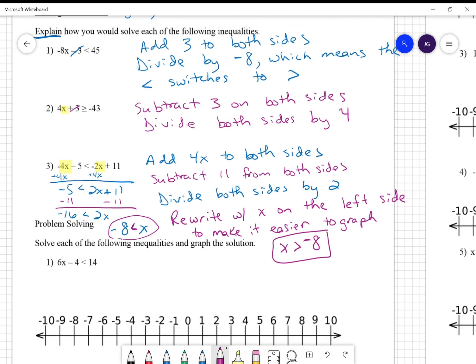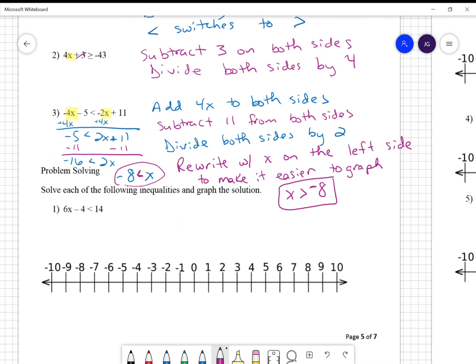All right. The last part of this lesson is going to be doing problem solving and then graphing my answer. So 6x minus 4 is less than 14. Add 4. And divide by 6. x is less than 3. To graph that, 3 is my endpoint. It's less than, so it's an open circle. Less than goes to the left.